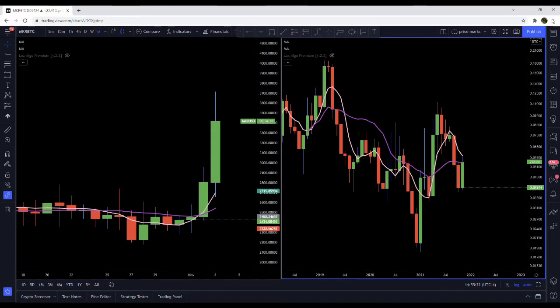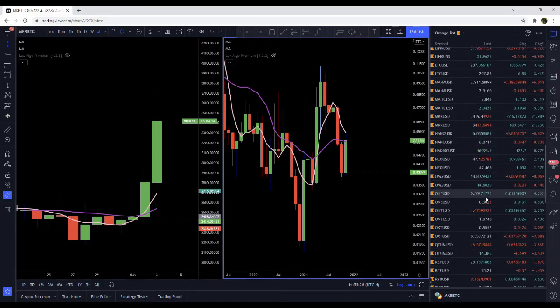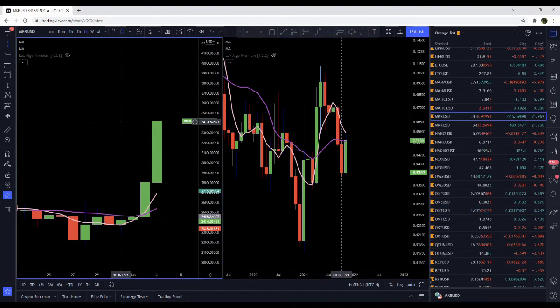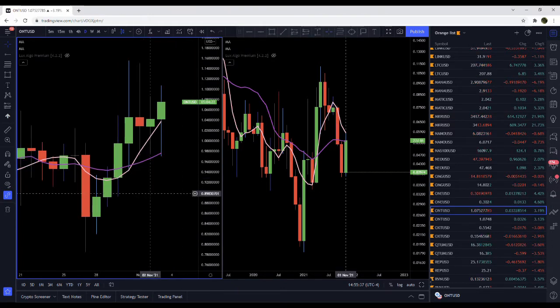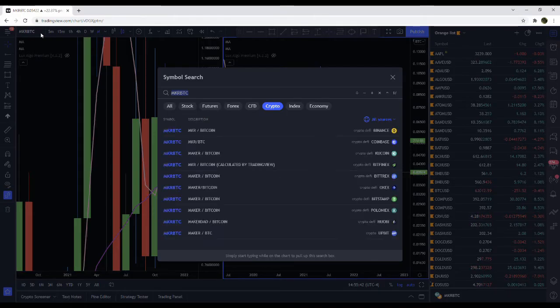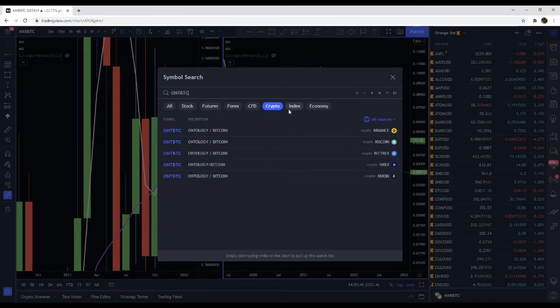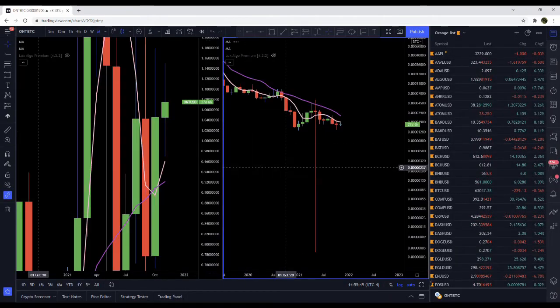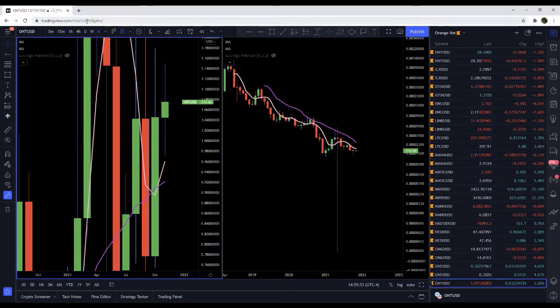Okay, let's grab a random chart. Let's find something that's green. We do ONT. ONT on that one. We'll do ONT BTC. On that one, let's do the same thing. Let's go back to our monthly.